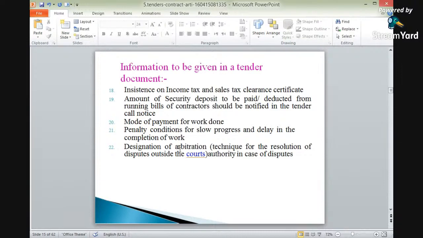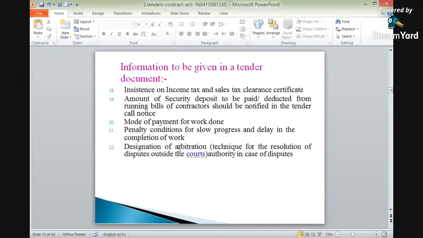Again, tender documents, the 18th point is insistence on income tax and sales tax clearance certificates. Insistence means it is compulsory. Compulsory for income tax and sales tax clearance certificates. So in tender documents, these certificates are also important. Income tax certificate is important, and sales tax, it is to be attached.